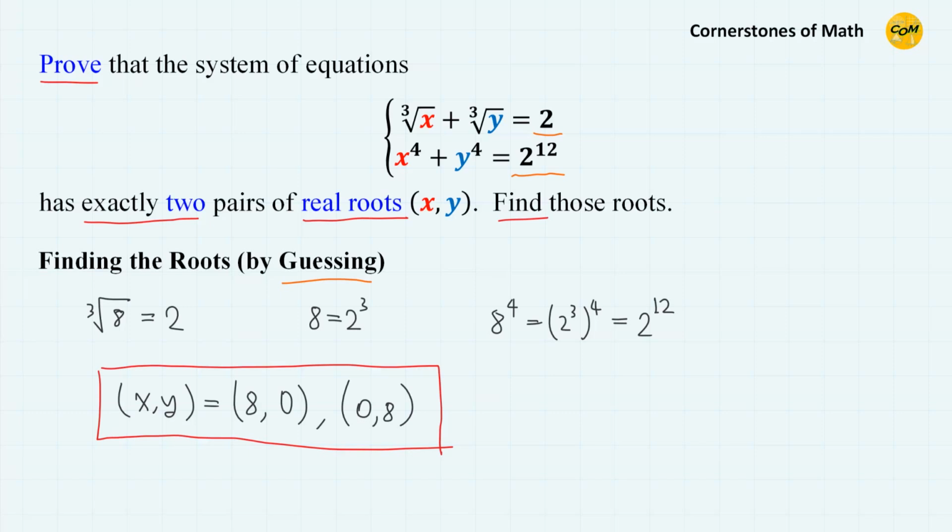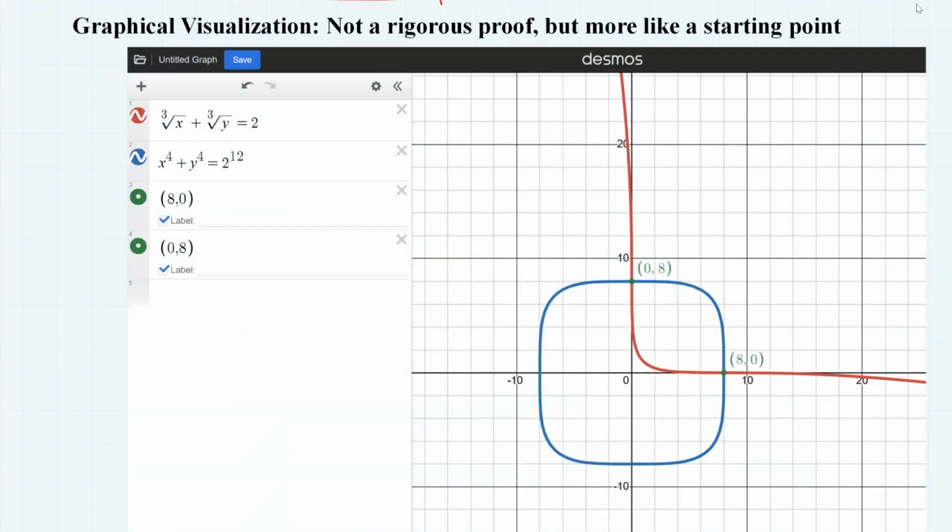The more challenging part of this problem is, how can we guarantee that these two are all possible pairs of real roots? Now, some of you might have knowledge of what the graphs of these equations look like, and therefore easily deduce that 8, 0 and 0, 8 are indeed the only possible pairs of real roots.